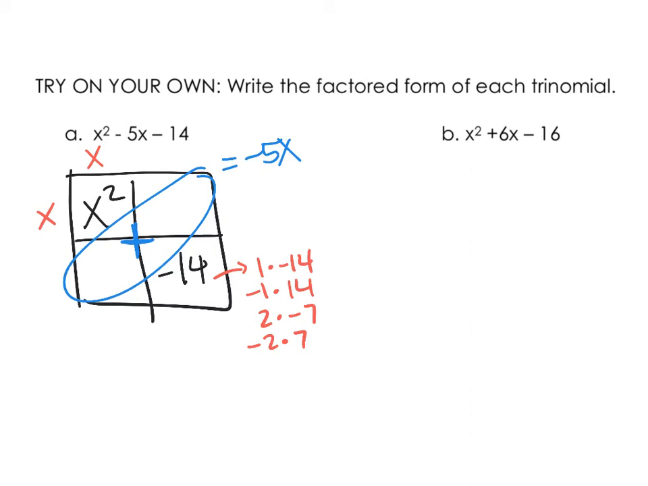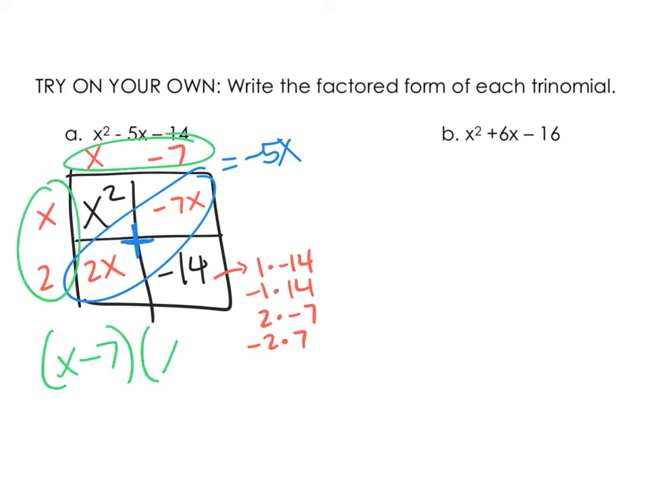So let's try, I'm not loving the ones with 14. Let's try a 2 and a 7. So let's try 2 and negative 7 and see if that works. Negative 7 times x is a negative 7x. And a 2 times an x is a 2x. So if I check that, 2x plus a negative 7x does give me negative 5x. So I found it right off the bat. So my answer is x minus 7 and x plus 2.